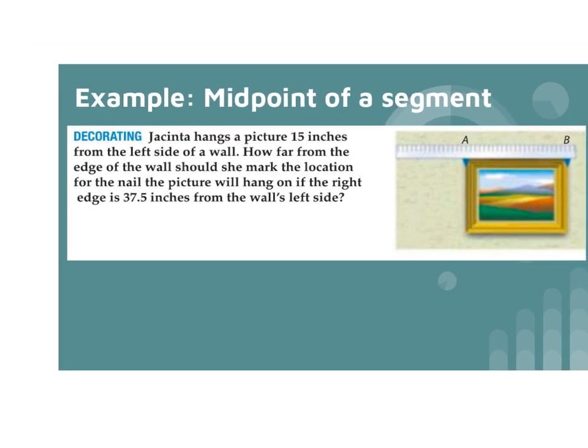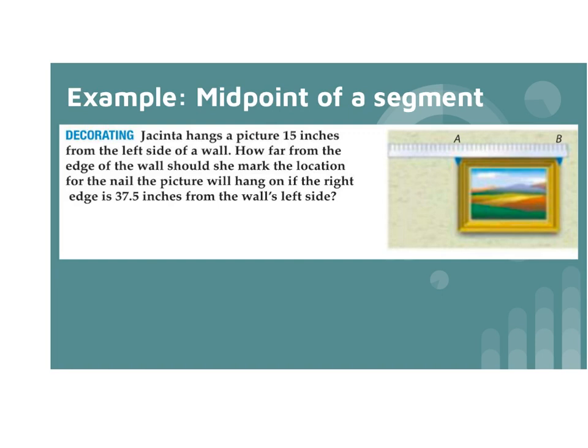Let's look at this example here. So we have Jacinta, who hangs a picture that is 15 inches from the left side of the wall. How far from the edge of the wall should she mark the location for the nail? The picture will hang on the right side edge is 37.5 inches from the wall's left side.